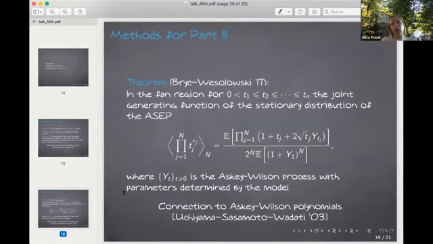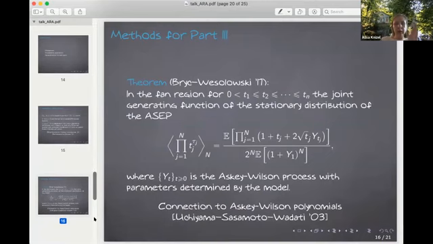As I mentioned, there are other connections. In particular, I should mention the beautiful connection to the combinatorics of tableaux, which was obtained by Corteel and Williams. However, in our work, this particular formula by Bryc and Wesołowski turned out to be the most useful for the asymptotic analysis.